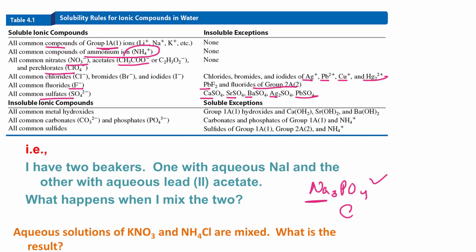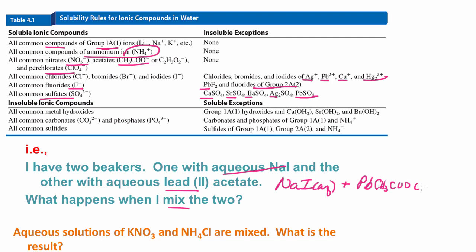So now we see that we have two beakers or two solutions. One has aqueous sodium iodide and the other aqueous lead-2 acetate. What happens when the two are mixed? Does a reaction occur? So what we're going to do is we'll write the equation. So we have sodium iodide, and we know that this is soluble, so we'll write that as aqueous. Plus we were told that, but if you look at the solubility rules, you know that. And we have lead-2 acetate, so lead, I'll just do the acetate like this. That is also aqueous.